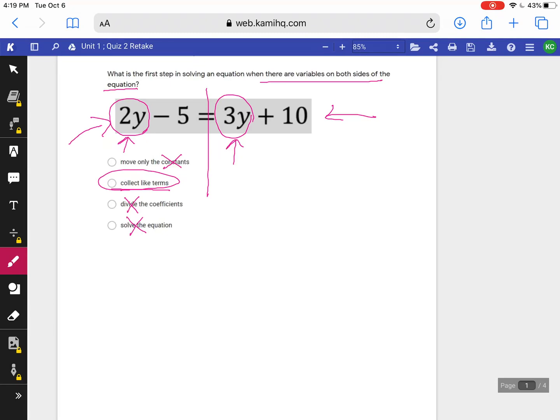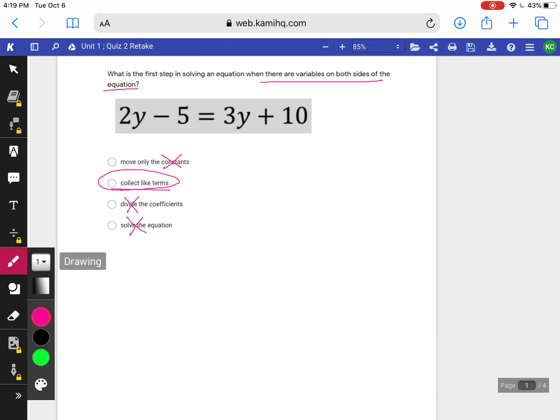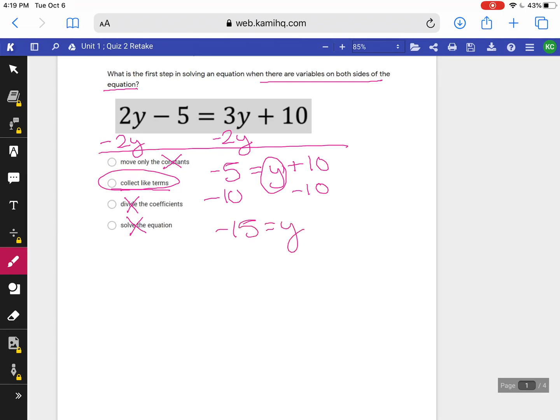We need to look at actually taking that 2y, and we want to subtract the 2y from both sides in order to collect those like terms. We would have -5 equals y plus 10. We could take this a step further and we could subtract 10 from both sides in order to isolate that y, and we would have -15 is equal to y, or y is equal to -15.